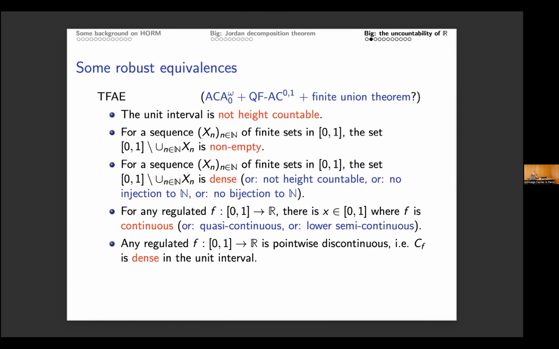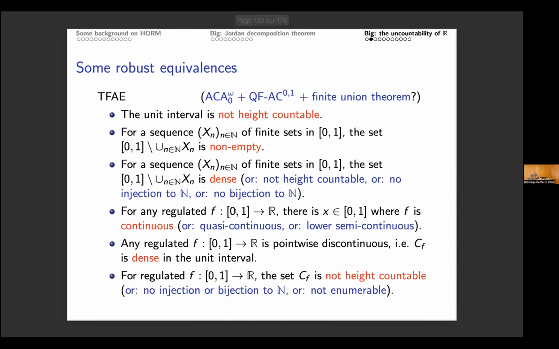And so Antonio cornered this notion. It is a very nice concept. And for example, the continuity set is not height countable, or not countable, not enumerable. These are all equivalent, which is nice. And consider the negation of the fourth item. There is a regulated function. Wait a second. The fourth item. That is discontinuous everywhere. The entire edifice of analysis just collapsed.